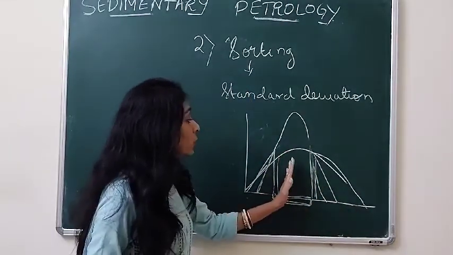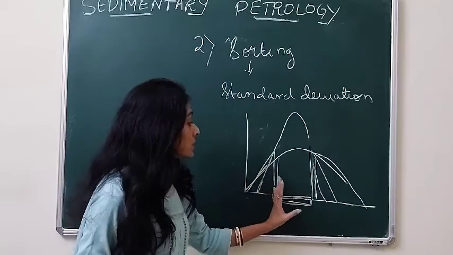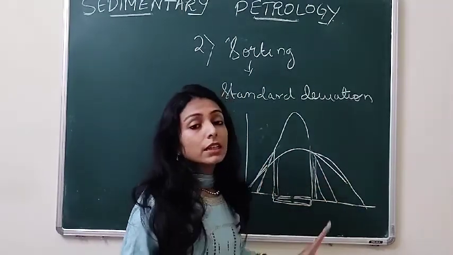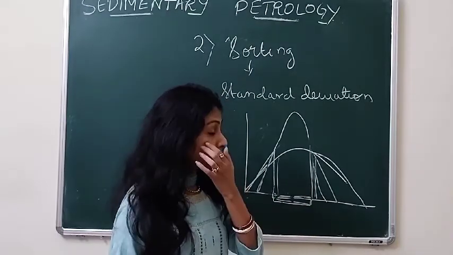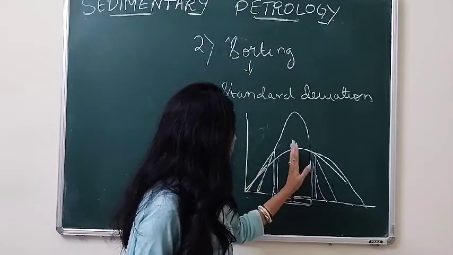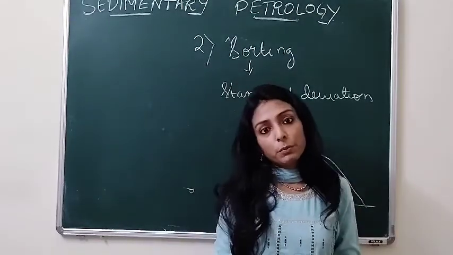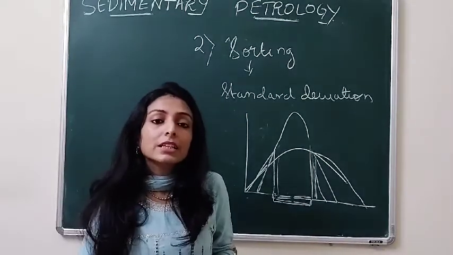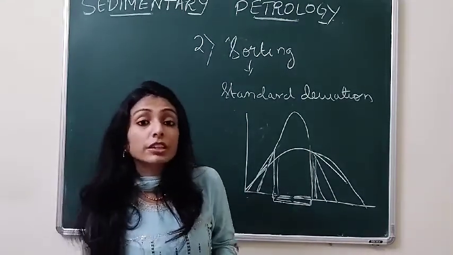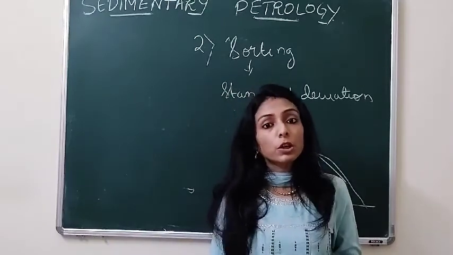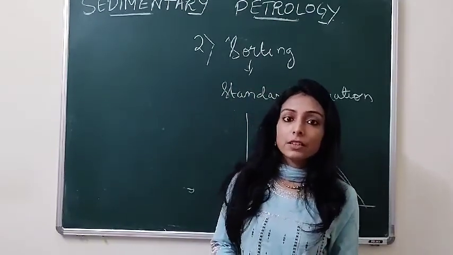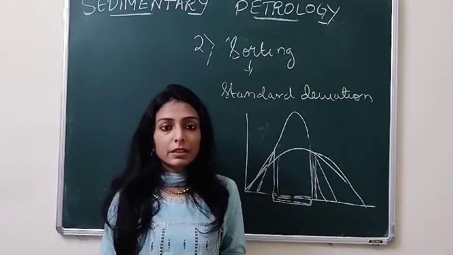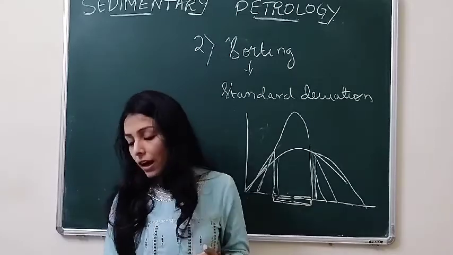So here the maximum population is around the mean value. But if the graph is like this, that means the standard deviation is higher and the values are much more spread from the mean values. So the lower the value of standard deviation, the better the sorting, and as the values of standard deviation keep increasing, sorting becomes poor. So this has given rise to a scale, which is the standard deviation scale, which starts with a point.